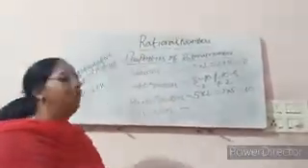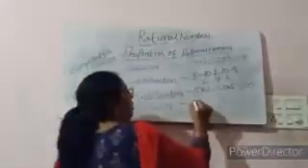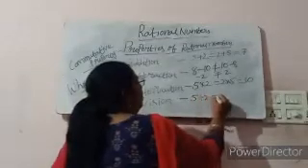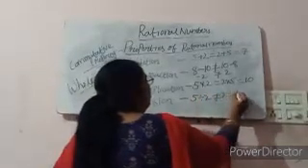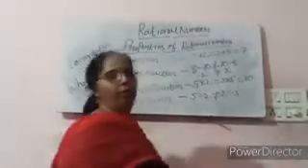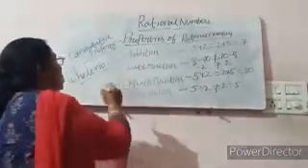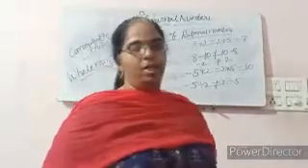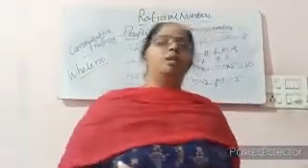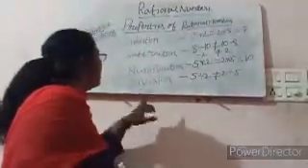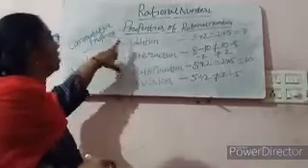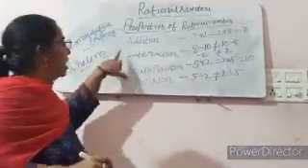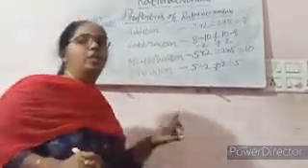Now coming to division. 5 divided by 2 is not equal to 2 divided by 5. So division won't satisfy the commutative property in whole numbers. So here in whole numbers the commutative property is satisfied only for addition and multiplication, whereas subtraction and division won't satisfy.